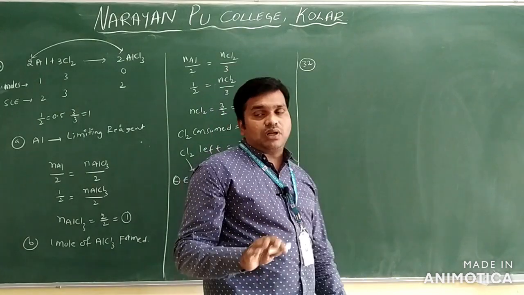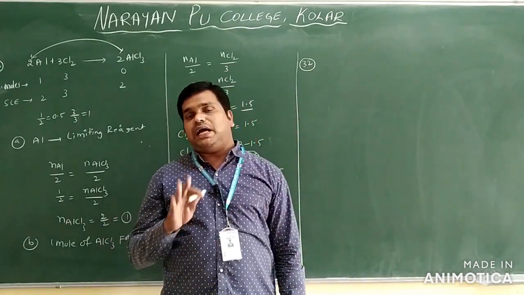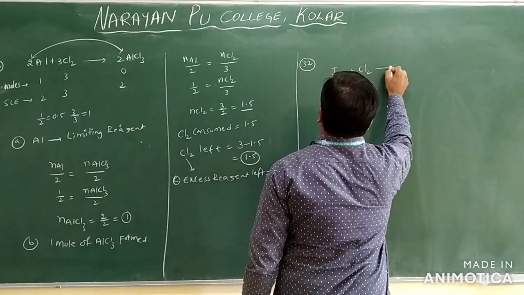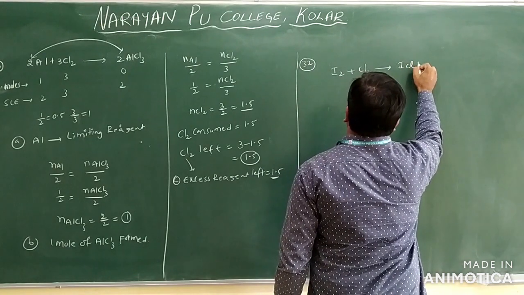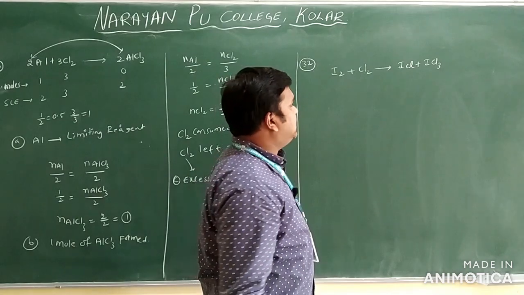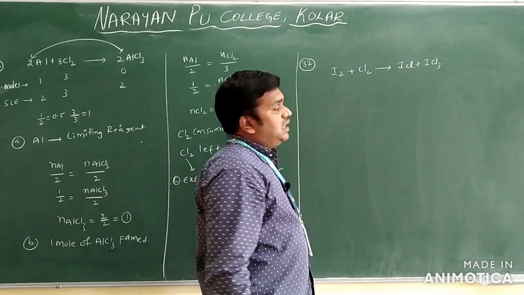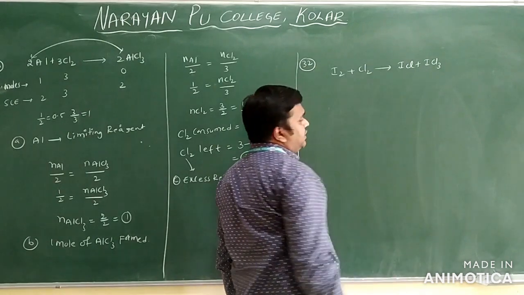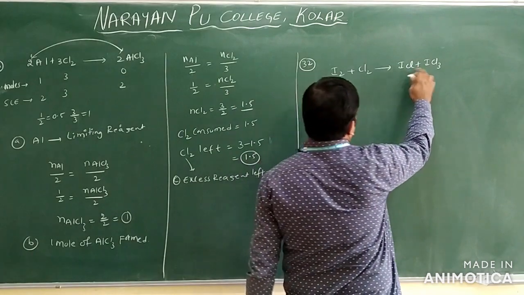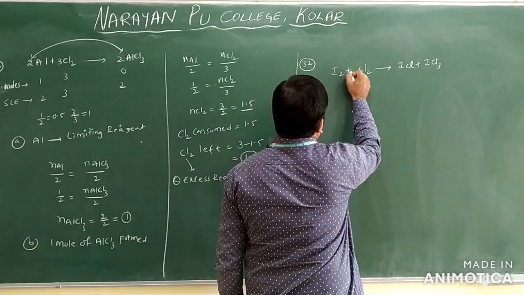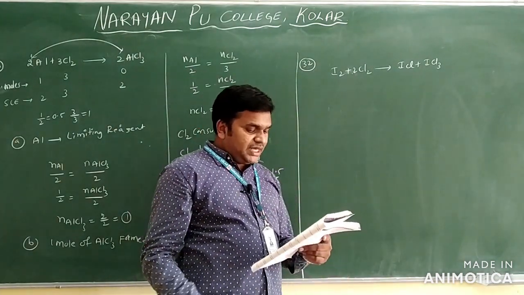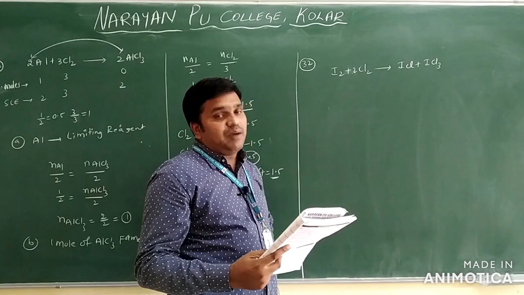So first of all, we have to write the chemical equation between iodine and chlorine. I'll write here I2 plus Cl2 gives rise to ICl plus ICl3. You have to balance it. Iodine atoms are 2 on the reactant side and 2 on the product side, so they are balanced, but chlorines are not balanced. On the product side, 3 plus 1 is 4. If you write 2Cl2 here, the equation is balanced. Here you have to identify the number of moles.